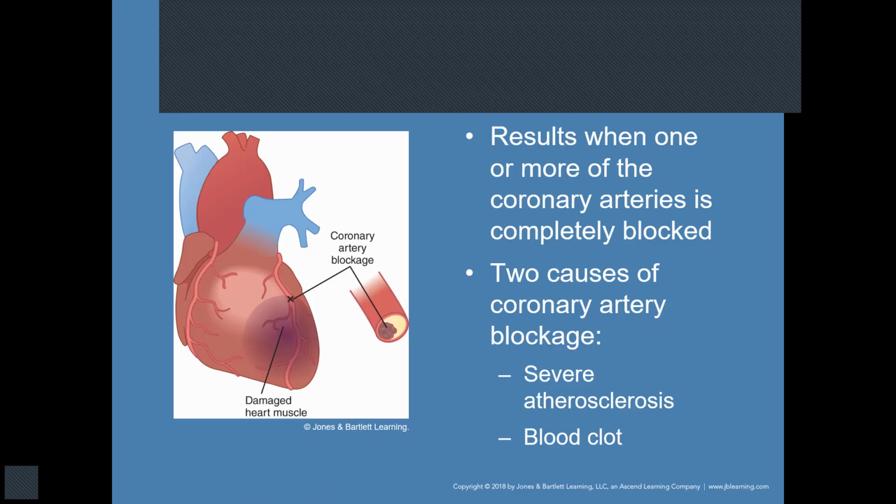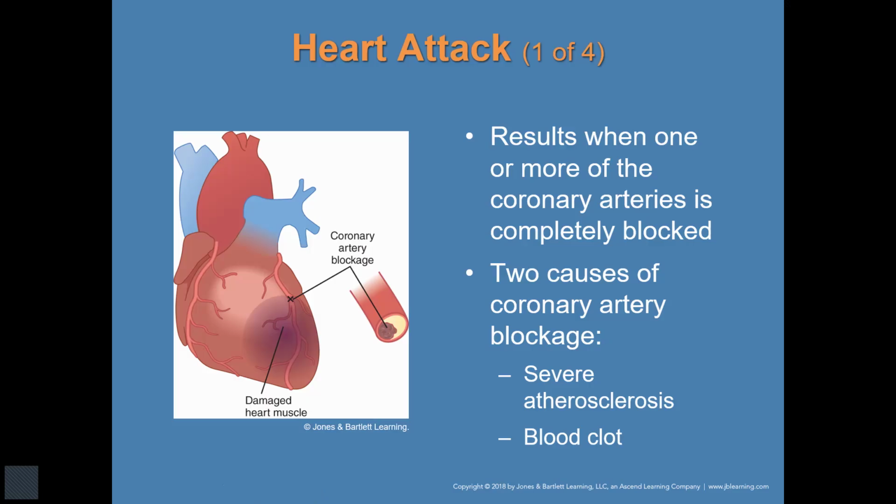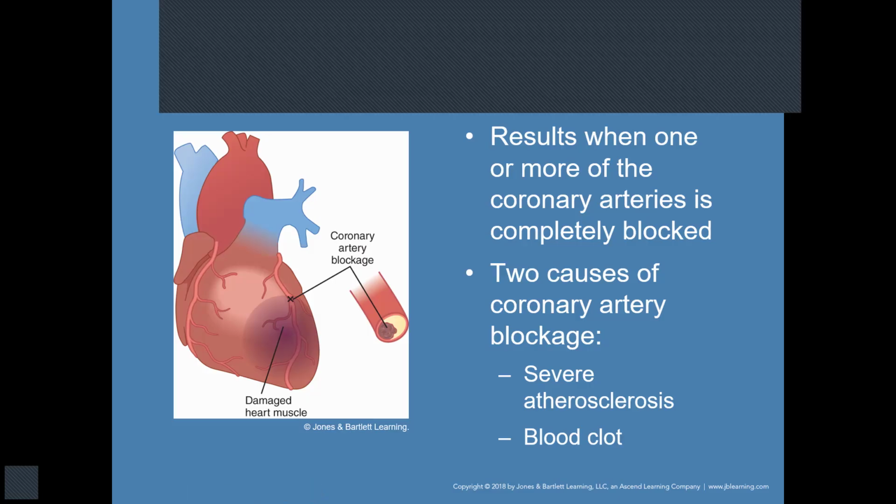It's like your car, your automobile, your van, your truck, your motorbike, whatever it is. It needs fuel to run. The fuel comes from the gasoline. In this case, for the heart muscles to work, they need fuel. And the fuel gets there from the blood. The blood brings oxygen and nutrients via these coronary arteries. So if you look at the little inset here, what you see is a blockage.